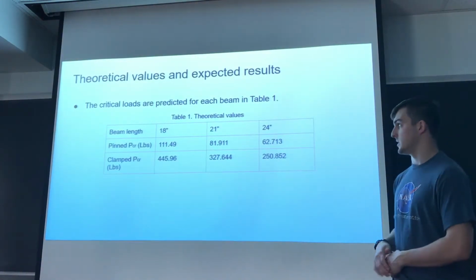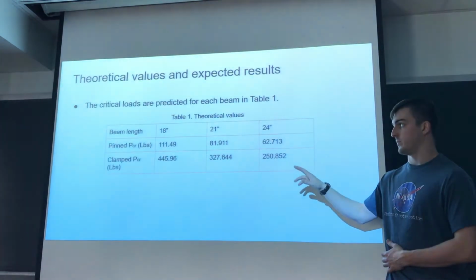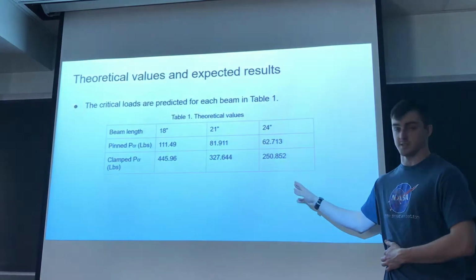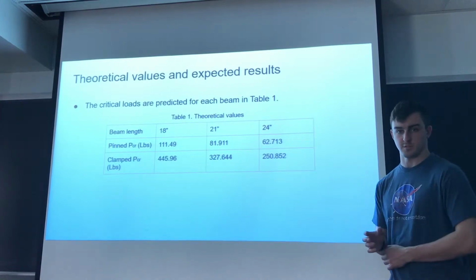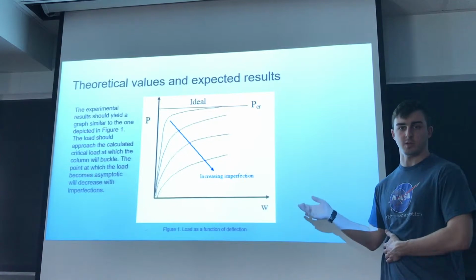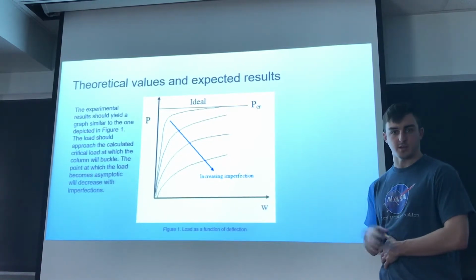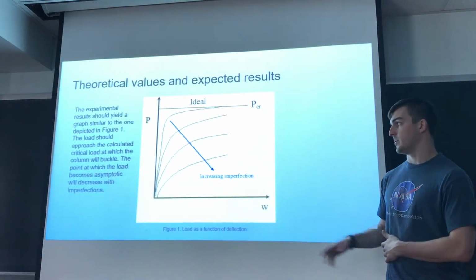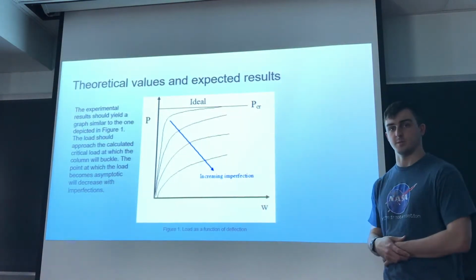So you can notice, as the length of the column increases, the critical load for both the pinned and clamp conditions decreases. So we should notice this in our experimental results. Experimental results should yield graphs similar to the ones shown in figure 1. The load should approach the calculated critical load at which the columns buckle. The point at which the load becomes asymptotic will decrease with imperfections as well.